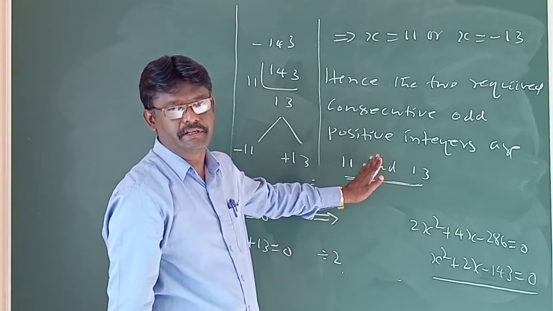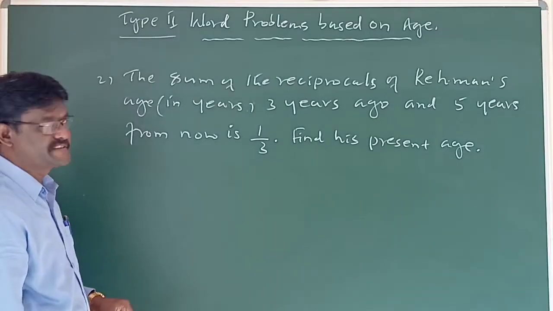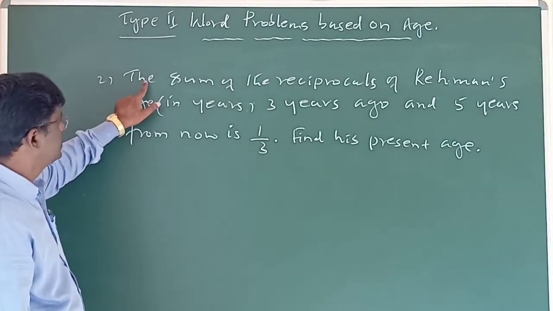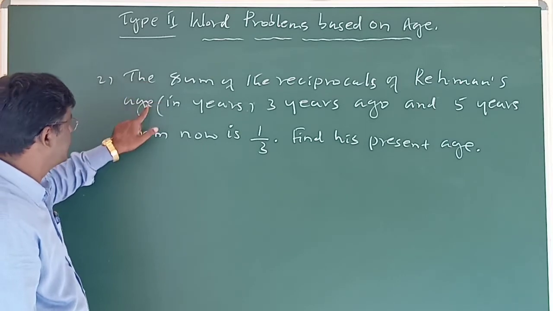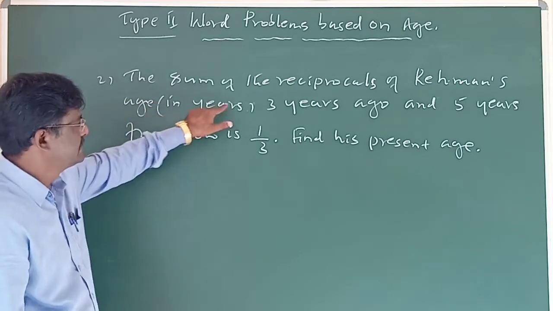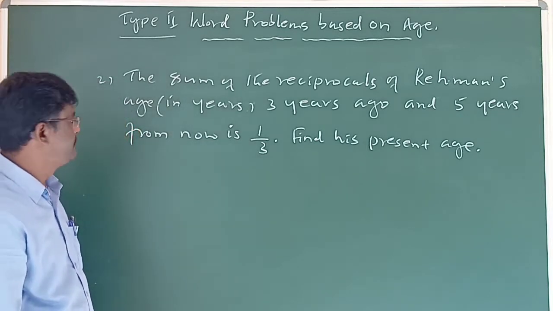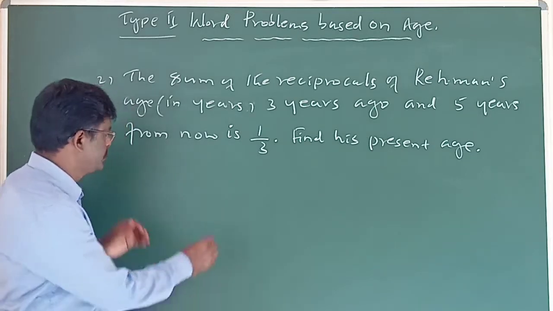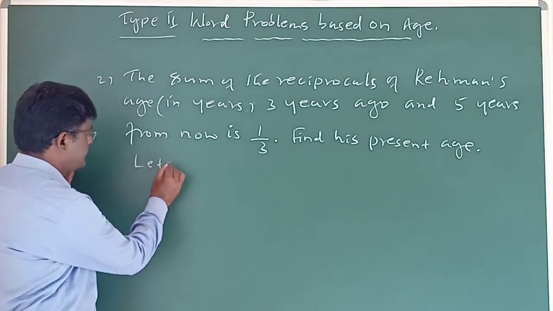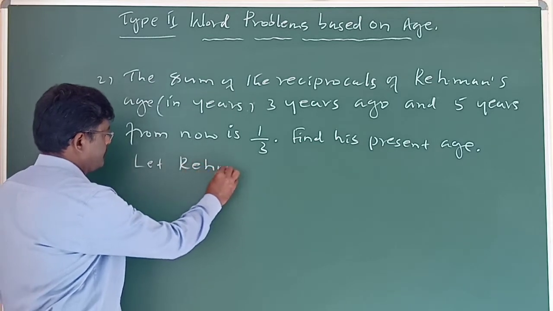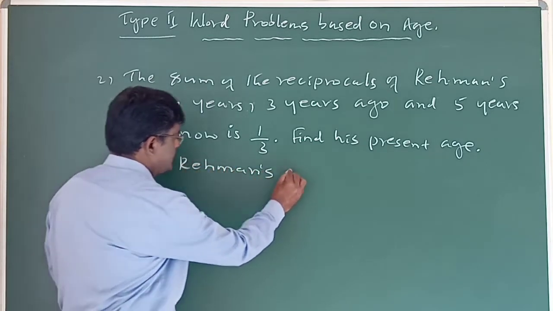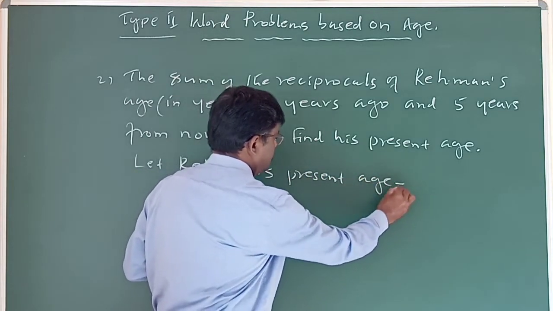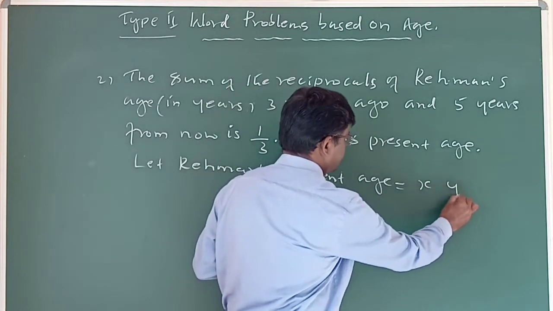Problems based on age. For example, sum number 2, let it be: the sum of the reciprocals of Rahman's age in years 3 years ago and 5 years from now is 1 by 3. Find his present age. We know the steps. Let Rahman's present age be equal to x years.